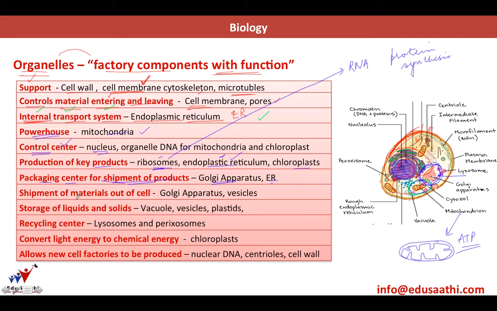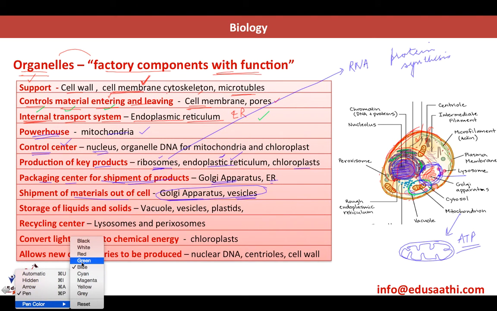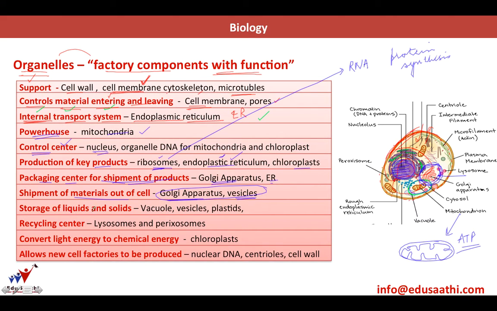So this is basically a packaging center for the shipment of the products. Okay, shipment of materials out of the cell. Now I have to ship them out of the cell. Golgi apparatus and vesicles will help me in shipping the material out of the cell. It's the packaging center for the shipment of products. For storage, vesicles and vacuoles are all used for storage of liquids and solids inside the cell.